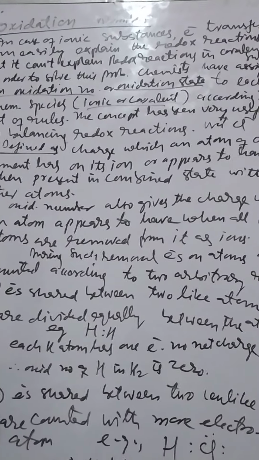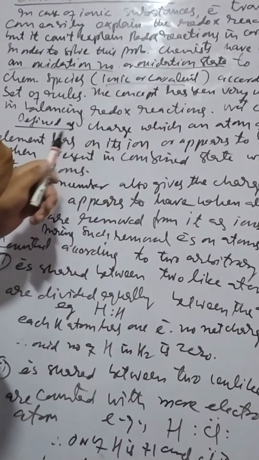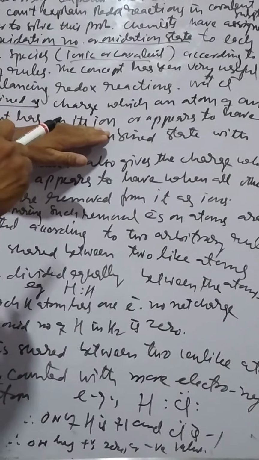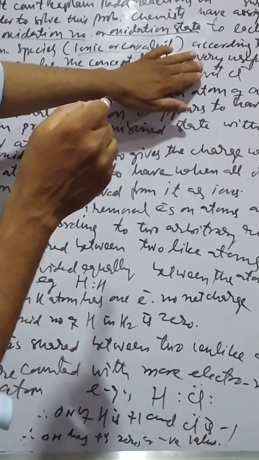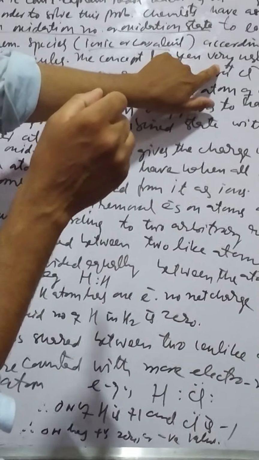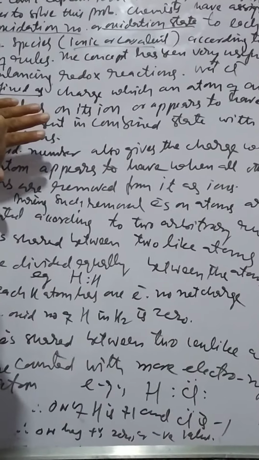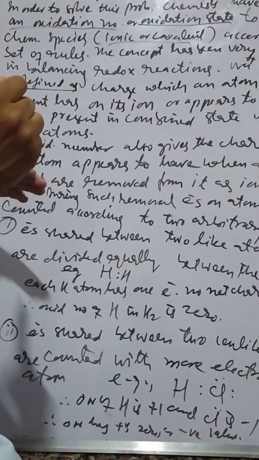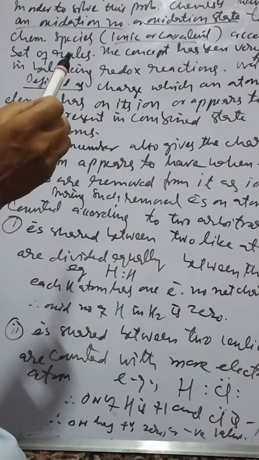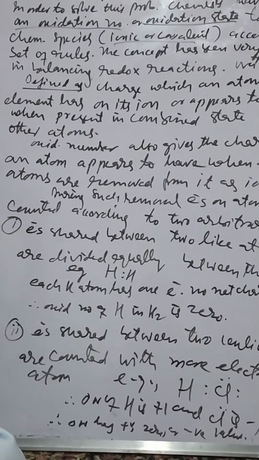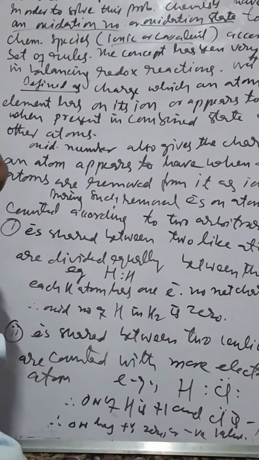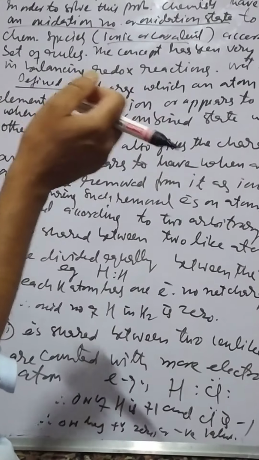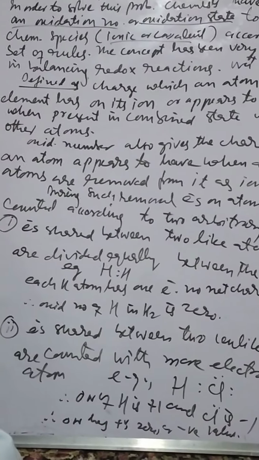Oxidation number is defined as the charge which an atom of an element has in its ion. This is in case of ionic compounds. For example, in sodium chloride, sodium has a positive charge and chlorine a negative charge, so the oxidation numbers are +1 and -1. It is also the charge which an atom appears to have when present in combined state with other atoms, when it is combined by a covalent bond. In that case, the charge which appears to be present on an atom, that too is its oxidation number.